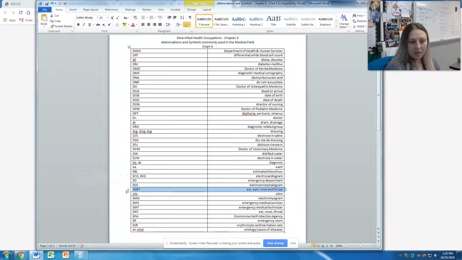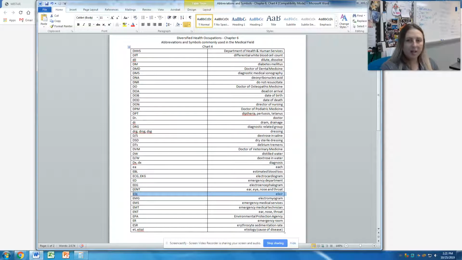EENT, this is ear, eye, nose, throat. This is a specialty in medicine. Generally, if you've ever noticed you have allergies or you get sick, your ears get plugged up, they may hurt, your eyes run, your nose runs, your throat may hurt. They're all interconnected, right? So they came up with this medical specialty in order to tackle those things specifically.